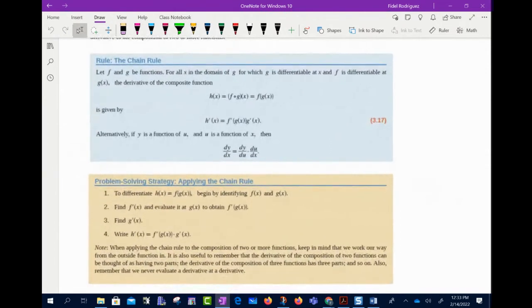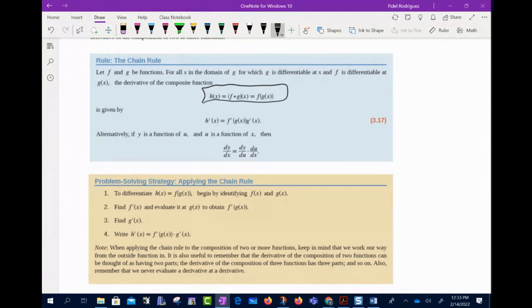So here we go, the chain rule. It says, let f and g be functions, for all x in the domain of g, for which g is differentiable at x and f is differentiable at g of x. The derivative of the composition of two functions. So we have a new function h of x. H of x is defined as f of g of x.